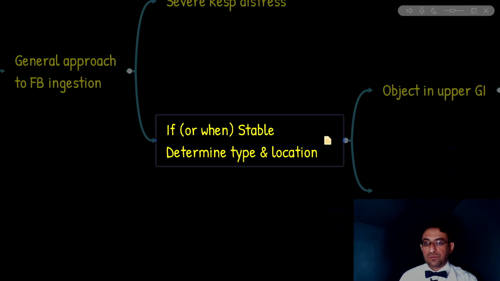For example, lateral neck x-ray, chest x-ray, and upright abdominal x-ray. This is the attempt to localize the foreign object that's being ingested. If the results are equivocal, we perform CT. Now, the management is dependent on the location and timing of the object.